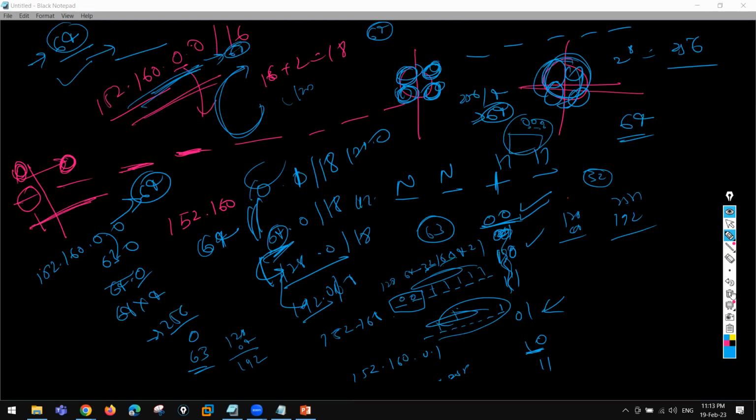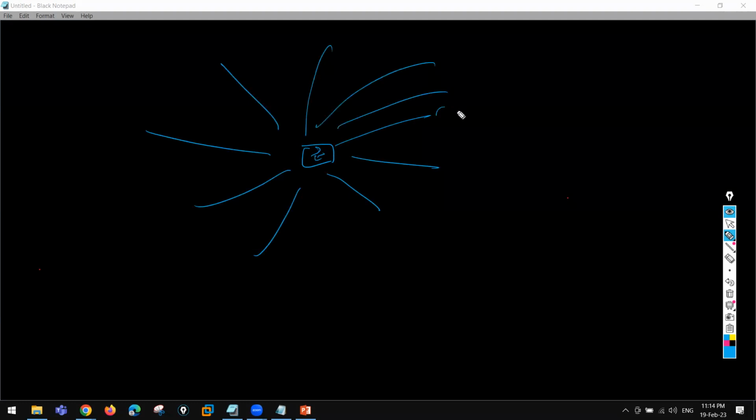So why do we do subnetting? It's not just that we are breaking it into rooms. There is another point. To understand this, for example, this is a LAN. These are the switches, and there are n number of machines connected to this device. These are all PCs. Let's say 20 machines are connected.